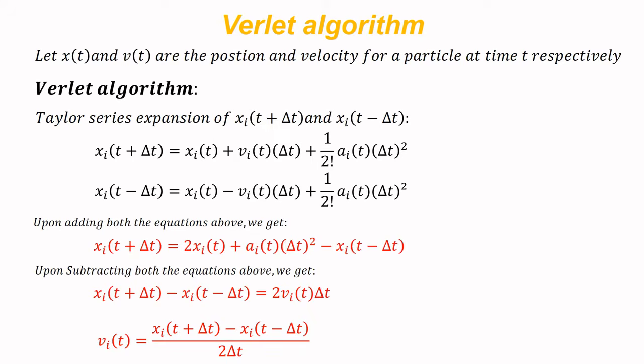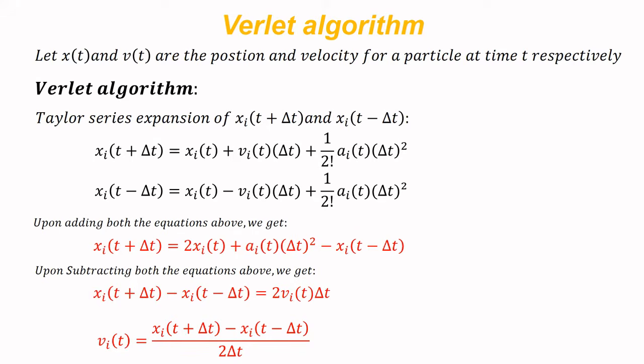And if I subtract these two equations, then what I get is the position of the particle at time t plus delta t minus the position of the particle at time t minus delta t equal to 2 into the velocity of the particle at time t into delta t. And upon rearranging, what I get is the velocity of the particle at any time t equal to the position of the particle at t plus delta t minus the position at t minus delta t, divided by 2 into delta t.